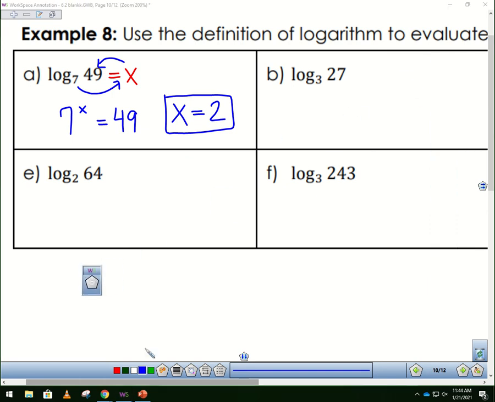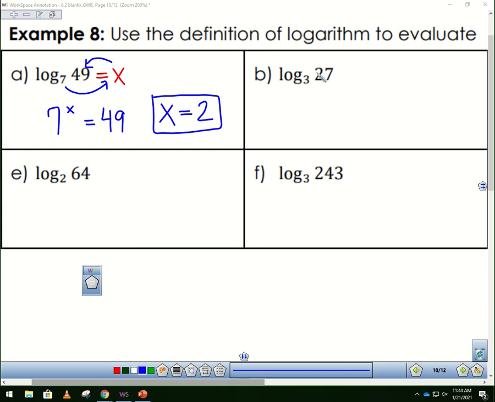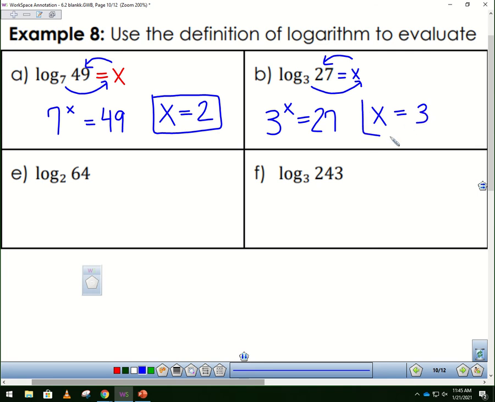All right. Let's try B. So you set it equal to a variable. We'll do x. And what's this one going to be? 3 to the what? Is equal to? So that means x must be what? Three times 3 times 3 is 27. So 3 to what power is 27? 3. Good. Makes sense so far?